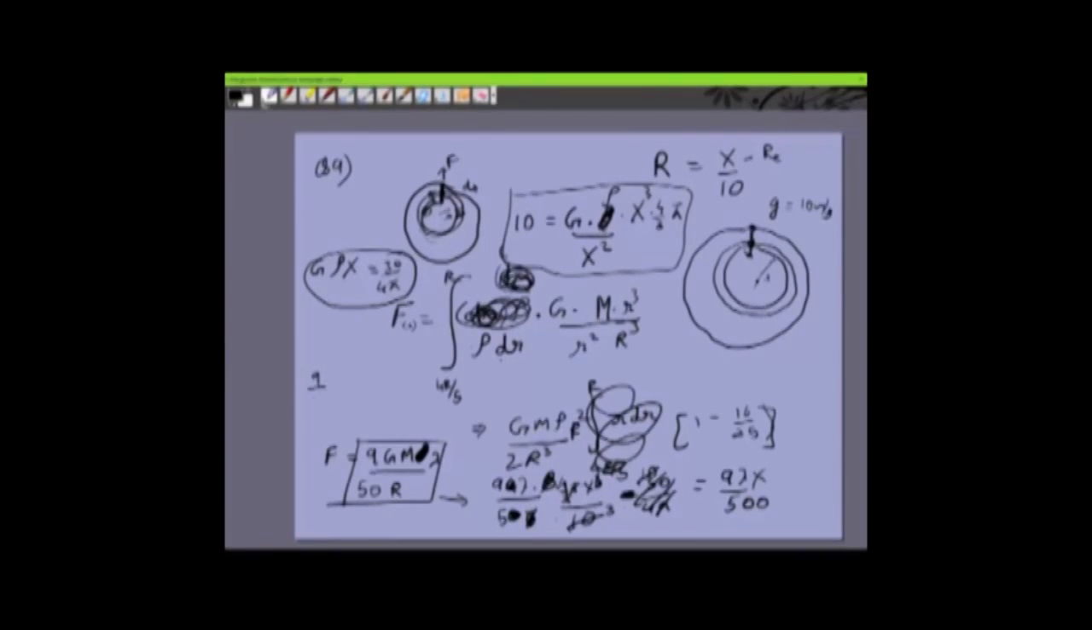That comes out to be 9 by 500 into lambda, which is given to us to be 10 to the power minus 3, into the radius, which is given to be 6 into 10 to the power 6. So this cancels with this, gives 10 to the power 3. This cancels with these two, gives 10. This cancels with this, gives 2. So we have 12 into 9. 12 into 9 is 108 Newton. So the answer is 108 Newton, which is option B.